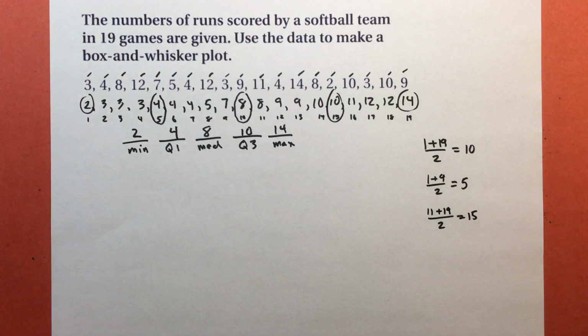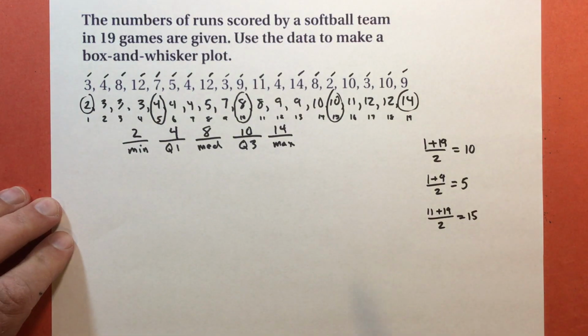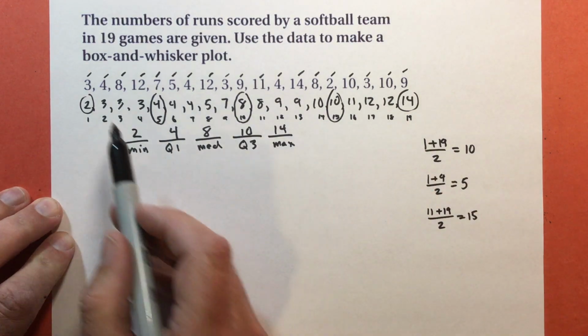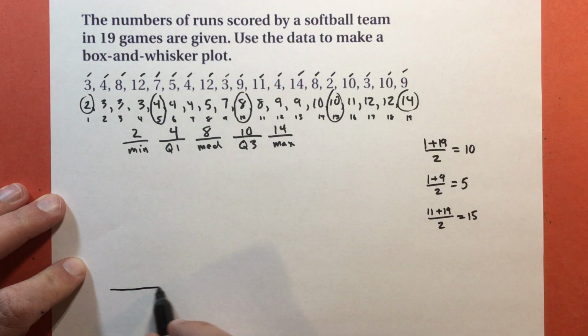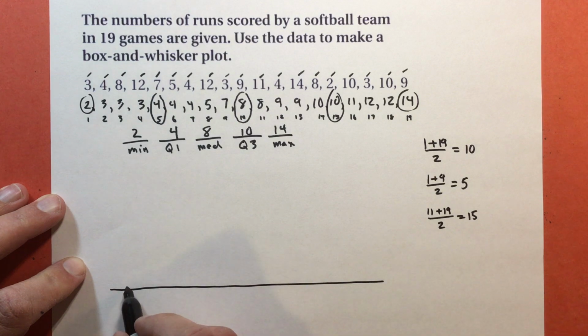However, what I don't have is a box and whisker plot. So usually when we try to do this, we try to give some graph paper. But we're not going to use graph paper because you may not have graph paper at home. So here's what we're going to do. We're going to draw a number line that represents the range. It has to go from 2 to 14. And I'm just going to sketch it here. If I need to change it, that's fine.